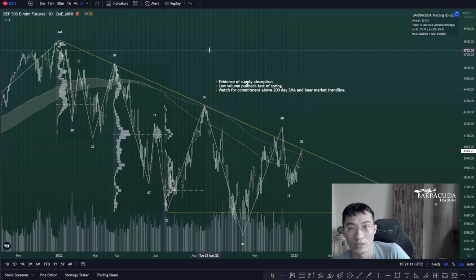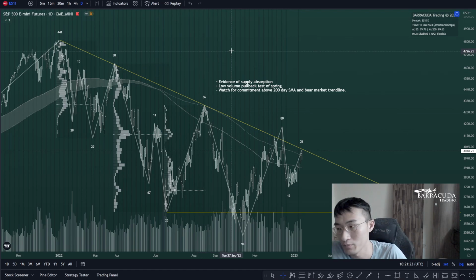Again, not financial advice. Please do not take on loans or leverage to buy the e-minis because I said that the price is going to go up. This is not financial advice. This is just for educational purposes.